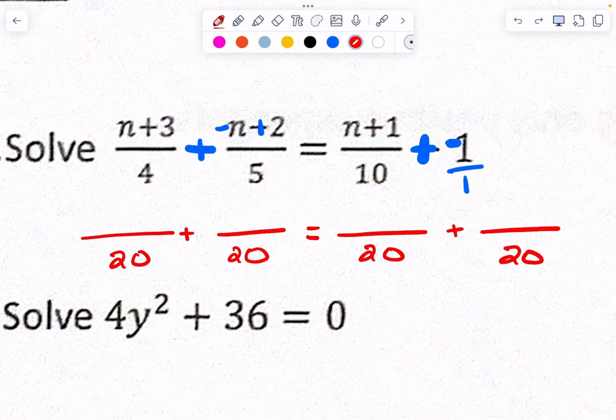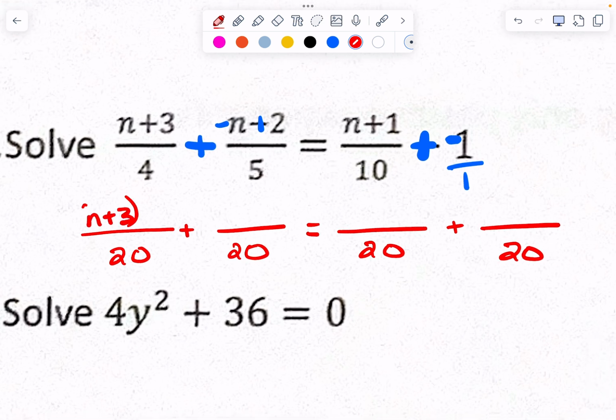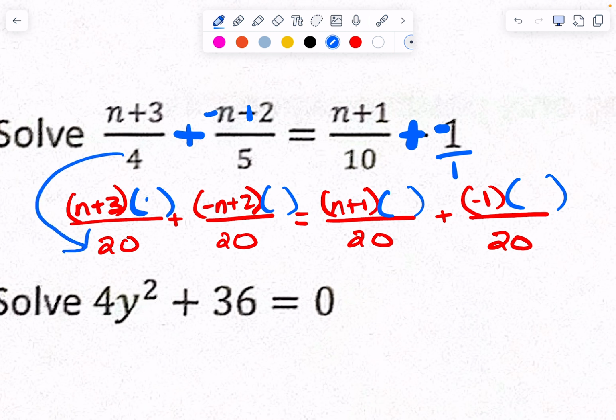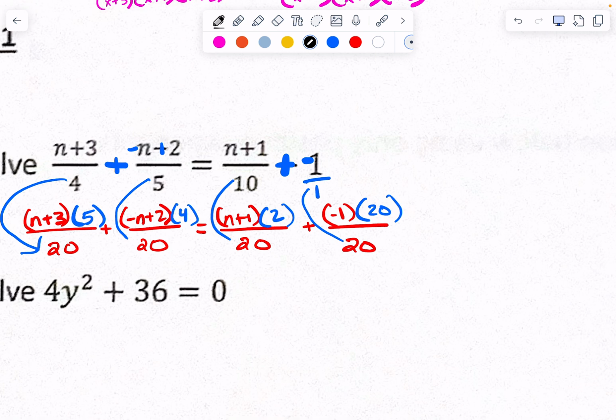Okay, I have n plus 3 here. I have negative n plus 2 here. I have n plus 1, and I have negative 1. Then I'm going to multiply by what they need. Everybody needs something. 4, 5, 10, and 1 going to 20. To get from 4 to 20, you need 5. To get from 5 to 20, you need 4. To get from 10 to 20, you need 2. To get from 1 to 20, you need 20. That was really fast. Is that too fast? No? All right, I'll give you a hot second.